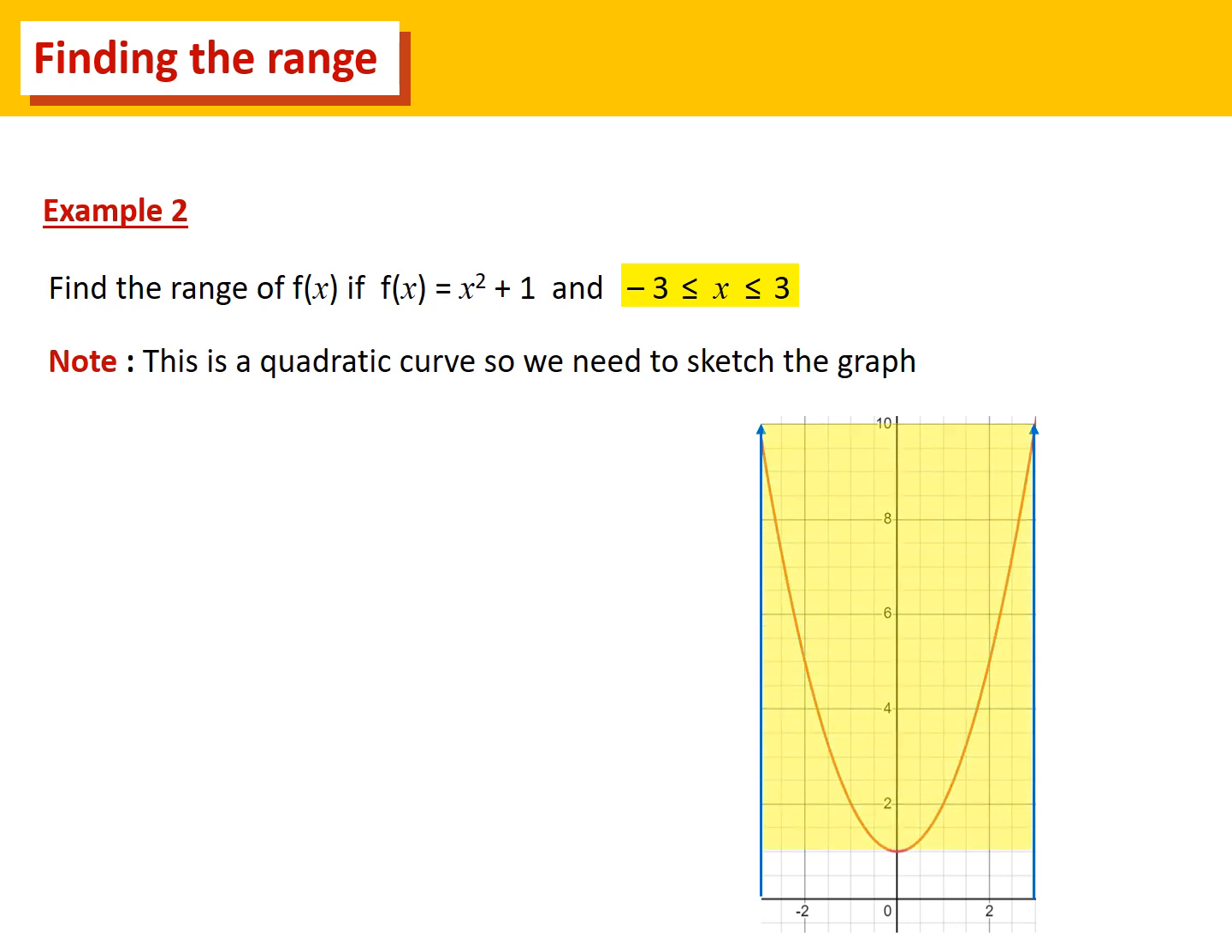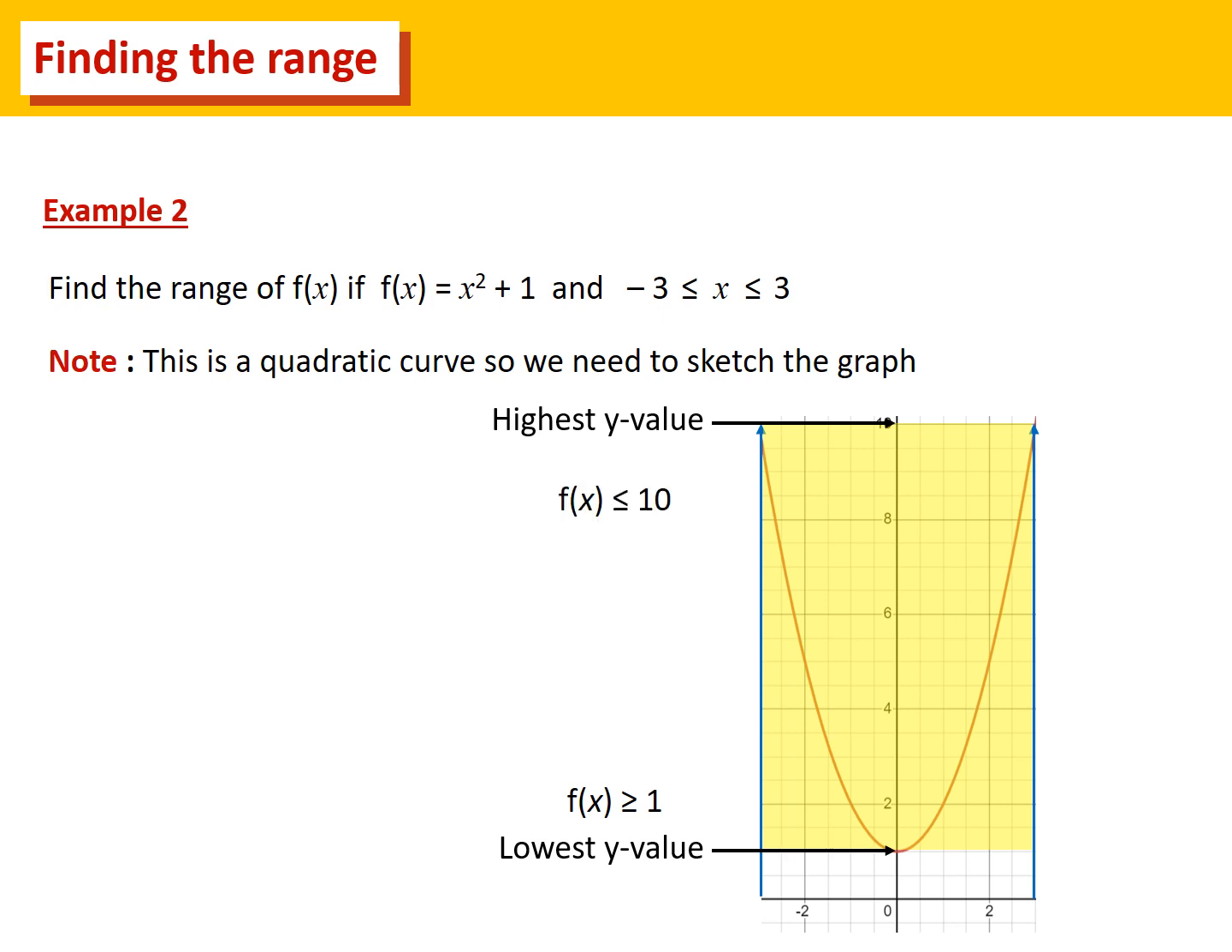Well, the curve runs through that yellow shaded area. And the lowest value of y is at the bottom of the curve there, and that is where y equals 1. And therefore, f of x, or our y values, are greater or equal to 1, because they start at 1 and the curve goes upwards from there. The highest possible y value on the curve is up at 10, and therefore f of x, or y, is less than or equal to 10.